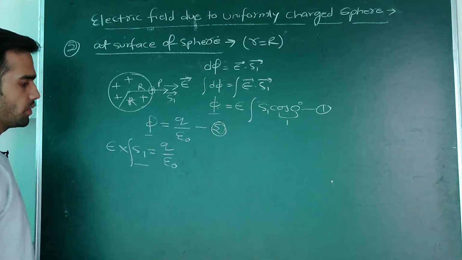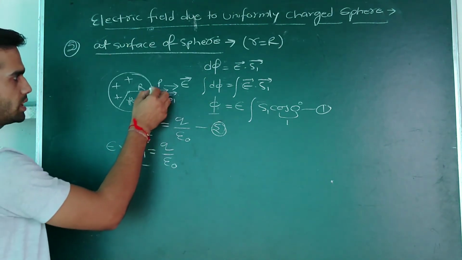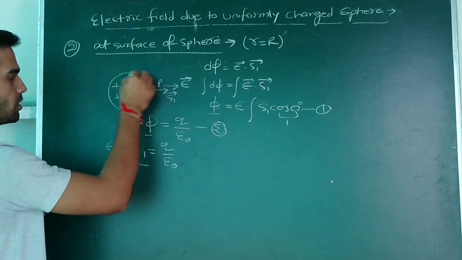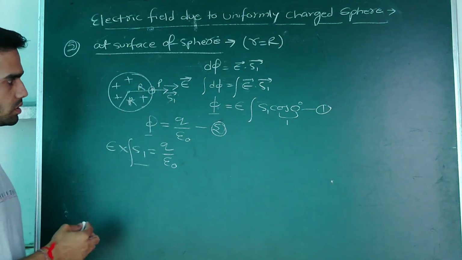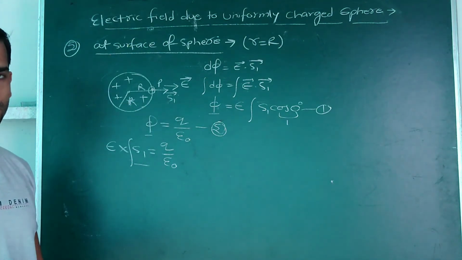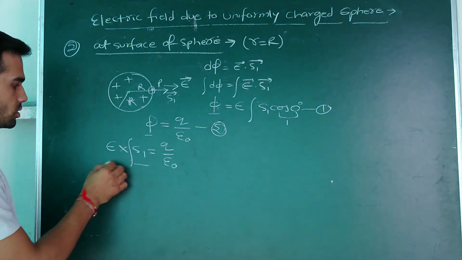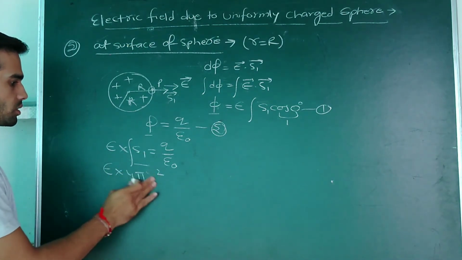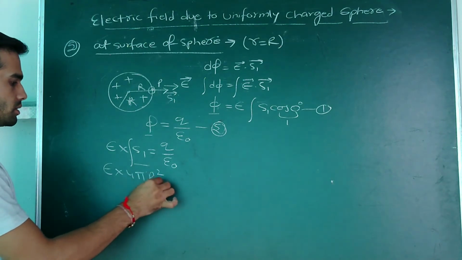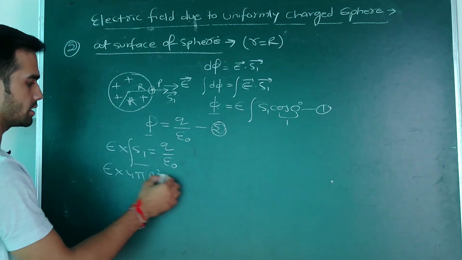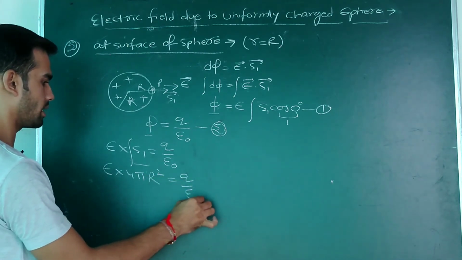What is the value of integration of S1? Here S1 is the area element. When we integrate this area element, then we get the total surface area of this sphere, because the total surface area of this sphere is equal to the surface area of the Gaussian surface. So here the surface area becomes 4 pi r square, or we have to write it as capital R, because the radius of the Gaussian surface is capital R in this case, and Q upon epsilon naught.